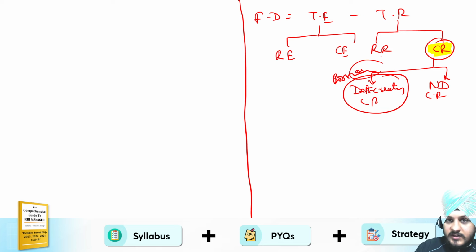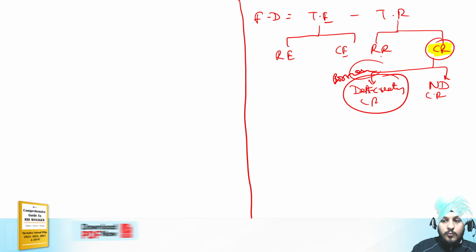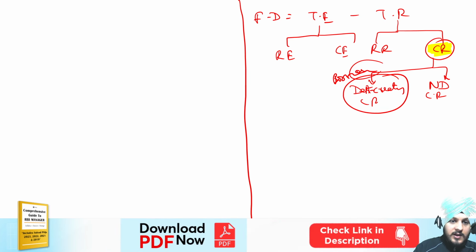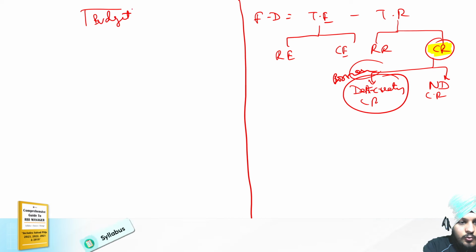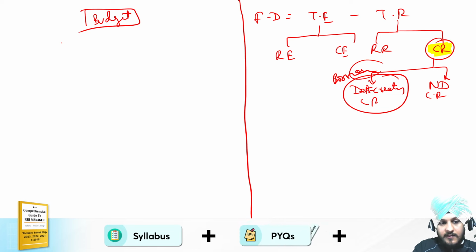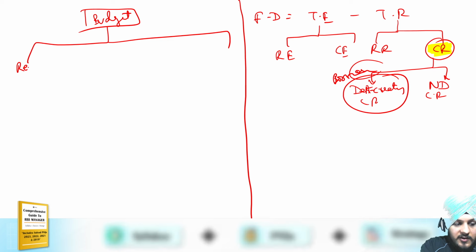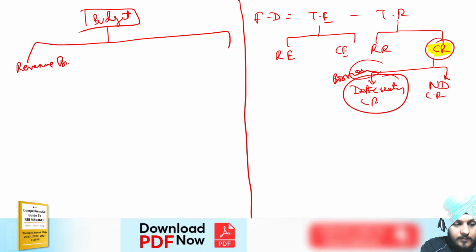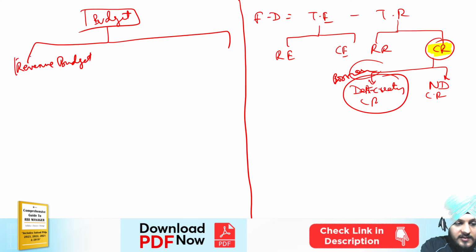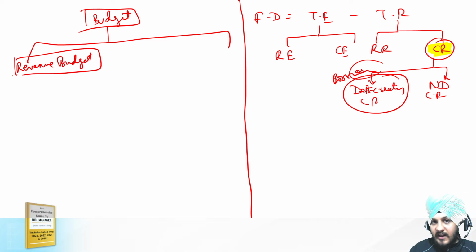In order to understand these terms, first of all, we need to understand the budget of the government. The budget of the government has two components. The first component is the revenue budget, and the second component is the capital budget.